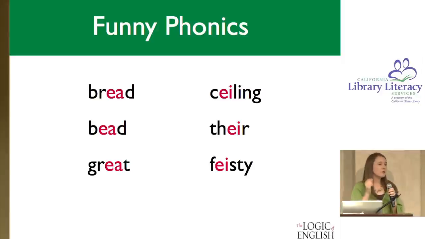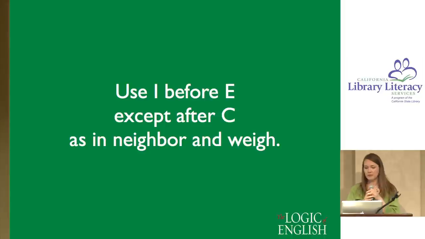So this is an example of what I call funny phonics. It just doesn't work. There are more rule breakers than rule followers. All right, the one spelling rule that most Americans know is this: use I before E except after C, as in neighbor and way.